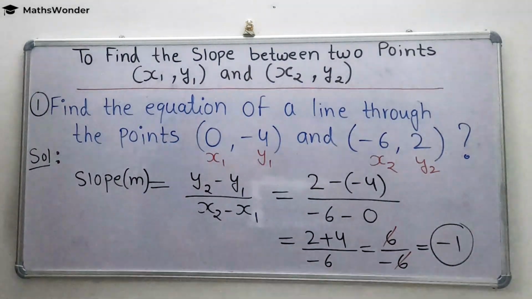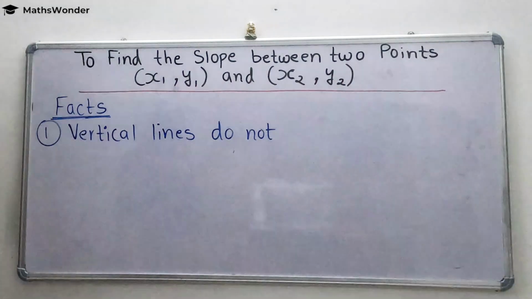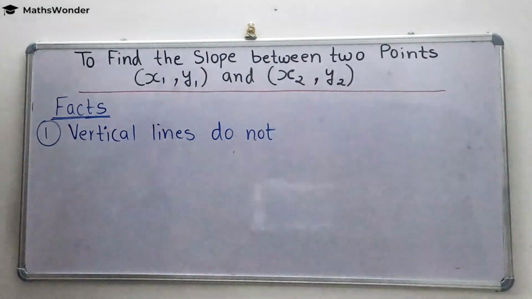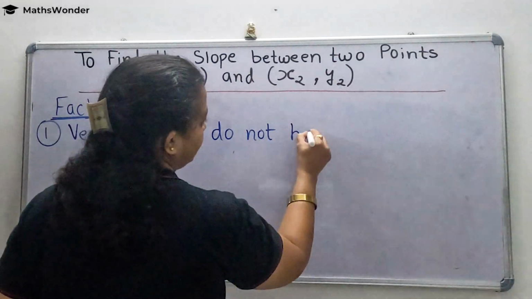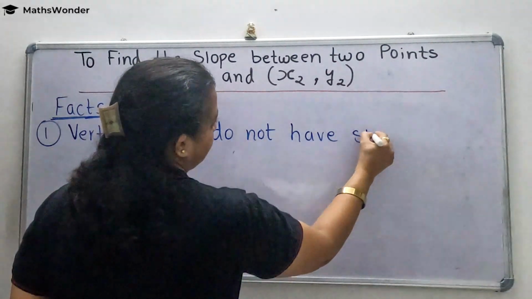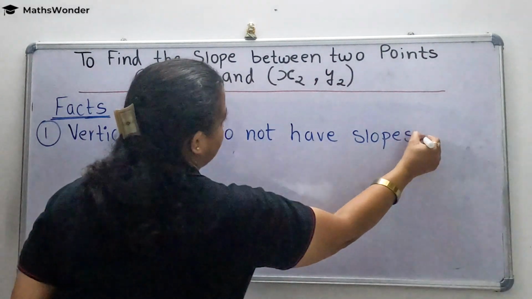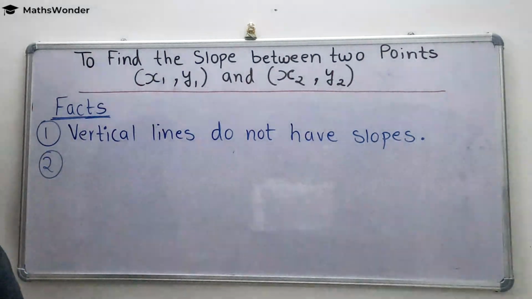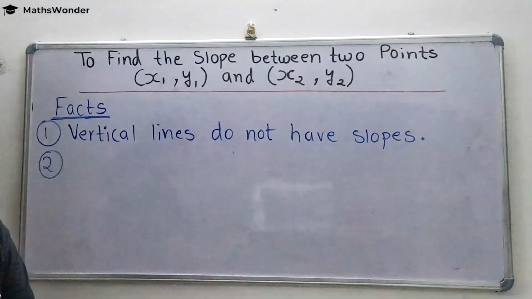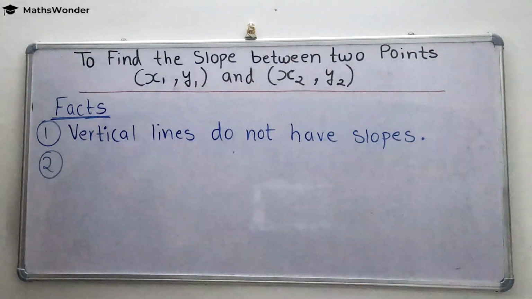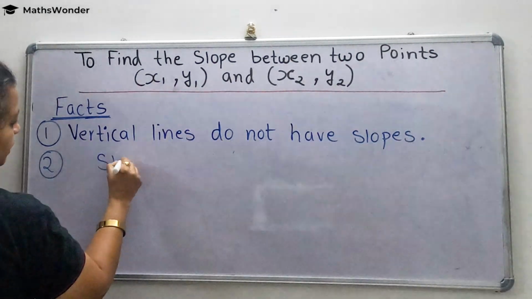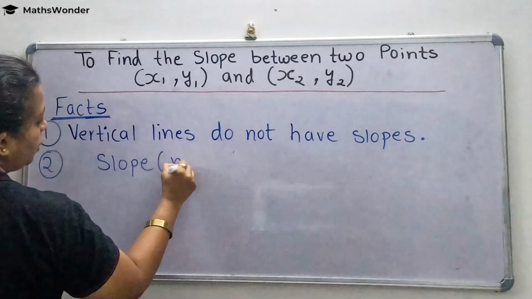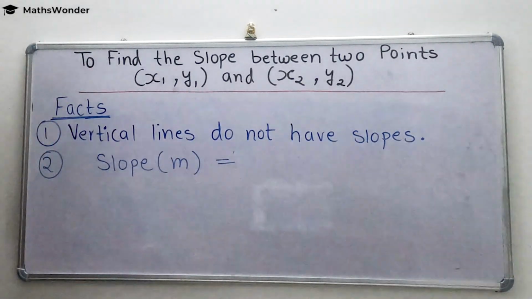Now I will tell you more things. The first fact is that vertical lines do not have a slope. Our teacher told us that a vertical line's slope is undefined. Yes, that's the same thing: it's not a slope, it's undefined. And whenever you find the slope, it is always denoted by a small m.